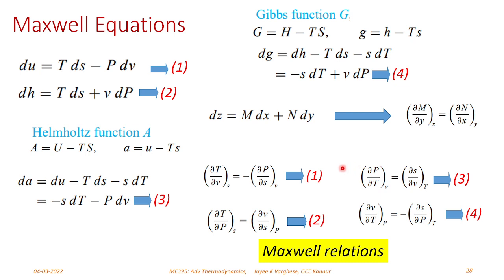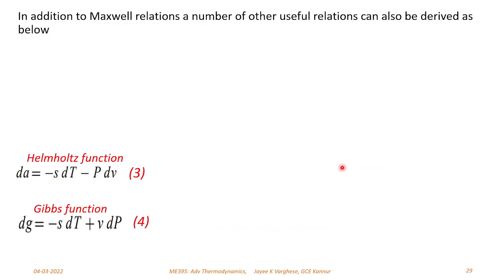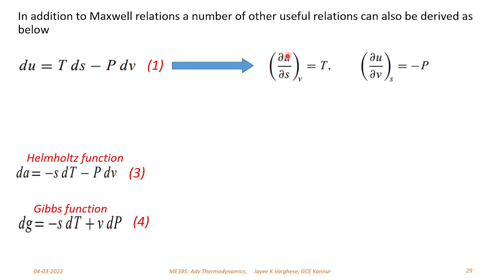These are the four Maxwell's relations. In addition to the Maxwell's relations, a number of other useful relations can also be derived as below, which we had seen some time back. From the first energy equation, dU = TdS - PdV, ∂U/∂S at constant V is temperature and ∂U/∂V at constant S is minus P.